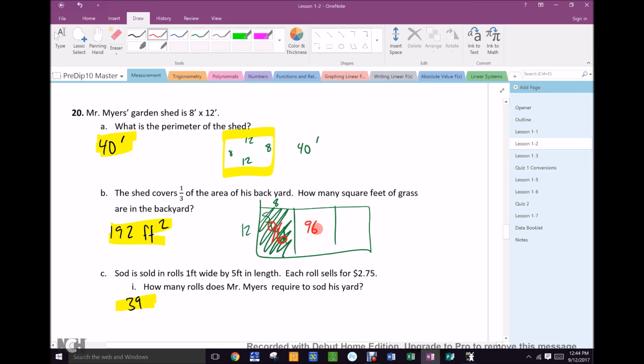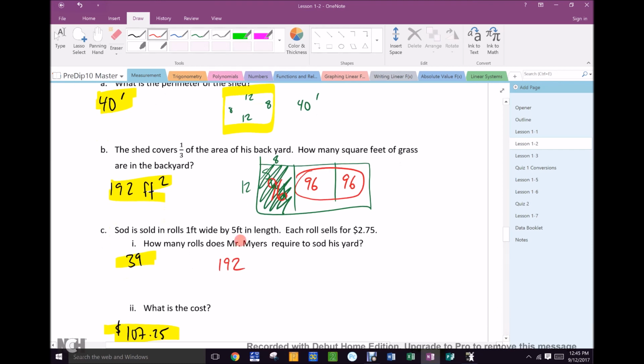How much is this third of the yard? 96. How much of it is not shed? 192. 192 is how many square feet I need to cover. The sod is 5 square feet per roll. When I divide that, I get 38 point something. But you have to round up, because you have to buy the 39th roll.